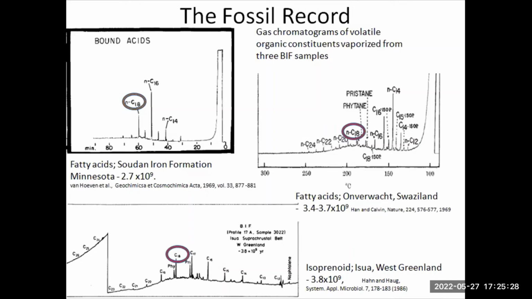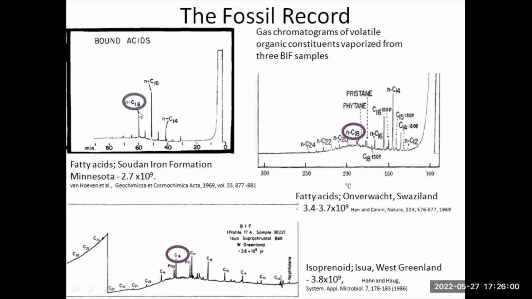Now, what does the fossil record show? Well, going back to the origin of life, there's nothing to see. But if we go back to, let's say, the mid-Archean, at about 2.7 times 10 to the 9 years.